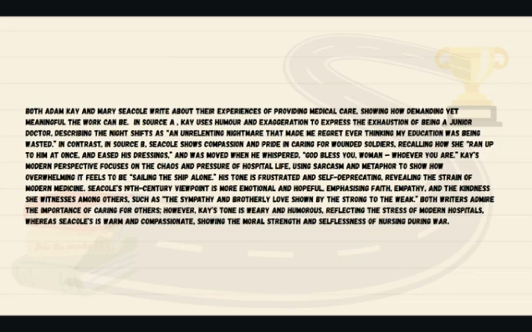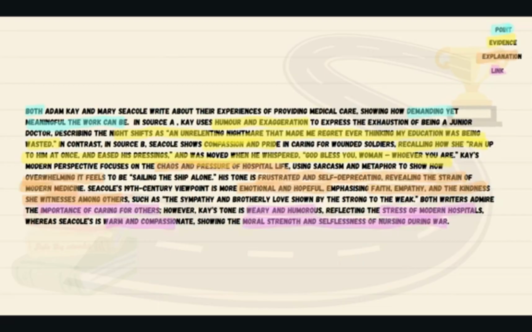Let's have a look at pausing the video now and analysing this paragraph and seeing what key parts we can pick out. And when you're ready, press play. Right, let's have a little look. So in blue here, I've put the points, which is showing how source A is showing that both texts are demanding and meaningful. And then in yellow, I've put the evidence. In orange, I've put the explanation, and in pink is the link back.